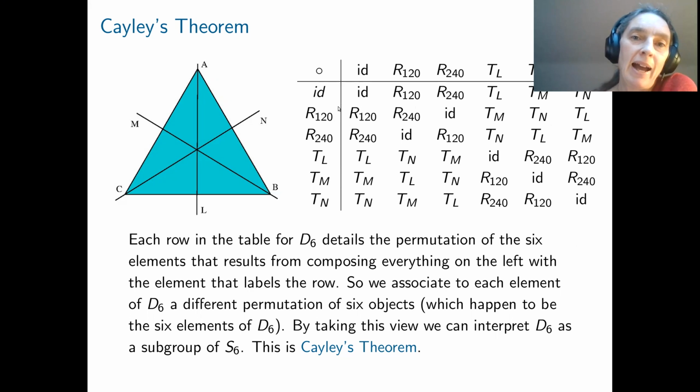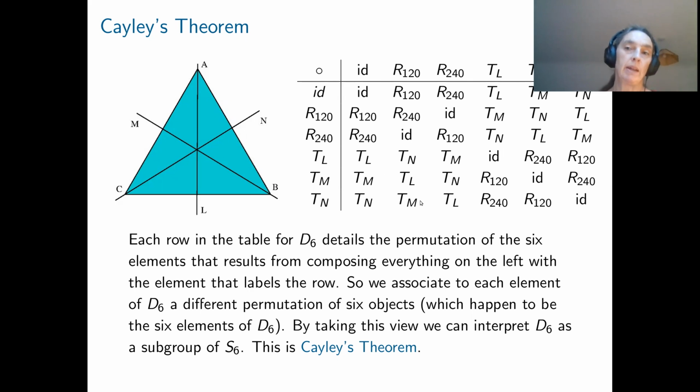So basically, the act of taking our 6 elements in their original ordering and composing each of them on the left with the rotation through 120 gives us a permutation of the 6 elements. It gives us the same 6 elements, but in a different order. And the same for every other element of the group. If we look at the row labeled by TL, and read the 6 entries in that row inside the table, what we get is the original 6 elements written in a different order. So we've got a permutation that's effected by taking the original ordering, composing everything on the left with TL, and coming out with a different ordering.